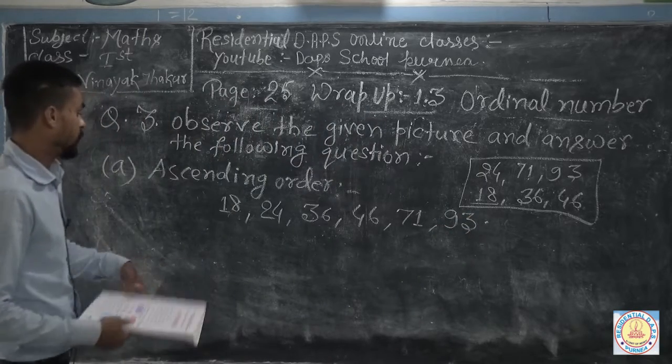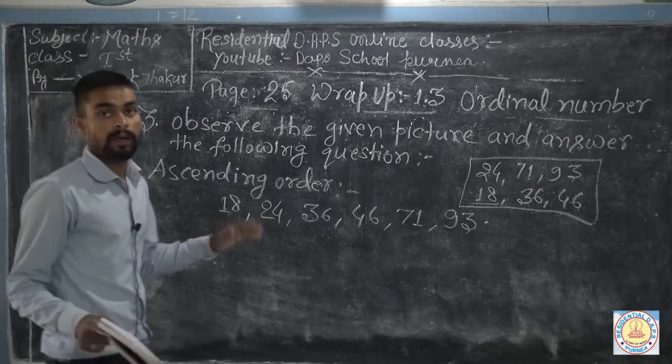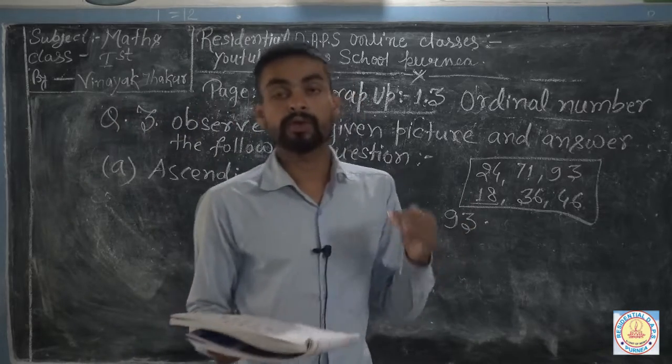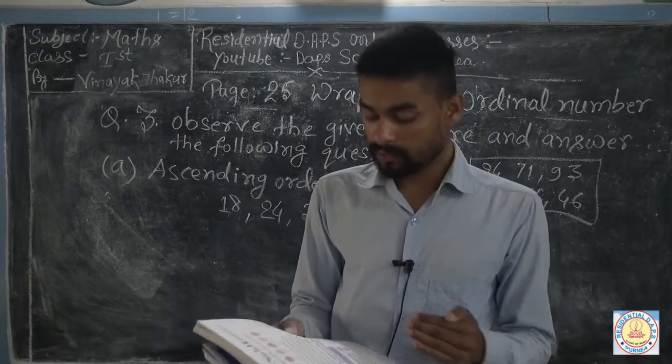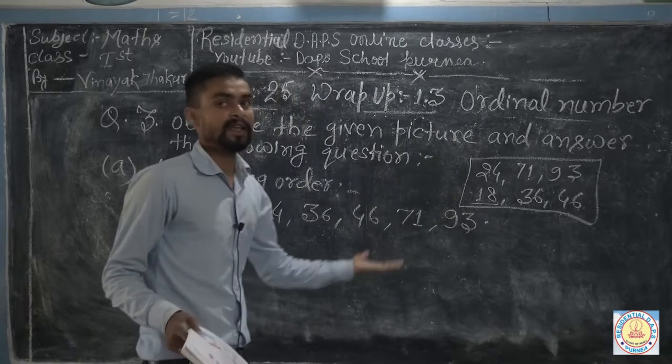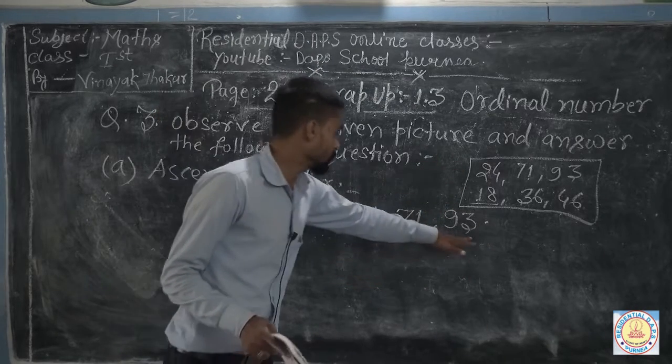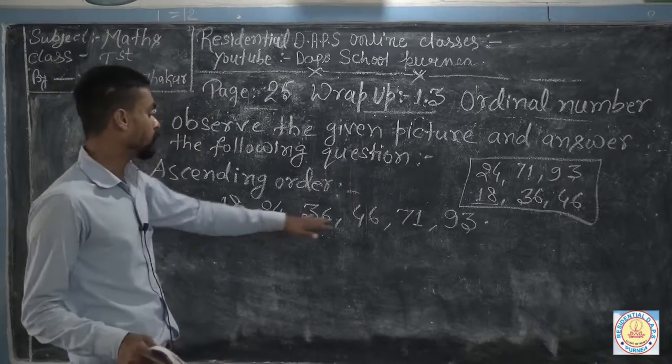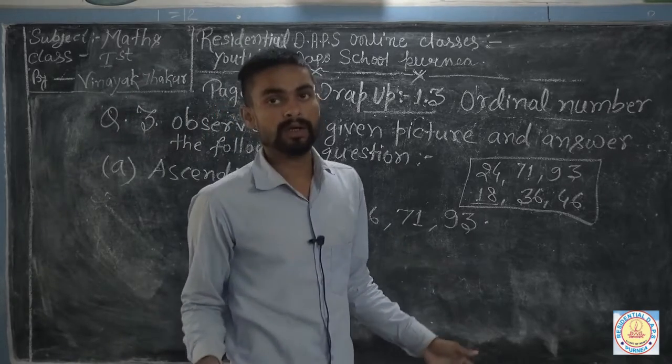Next, your next question is you have to find these numbers in descending order. So just do the opposite, you can arrange all those numbers in descending order easily.